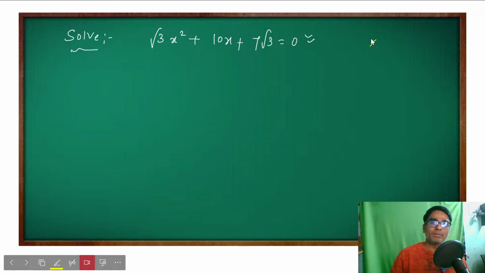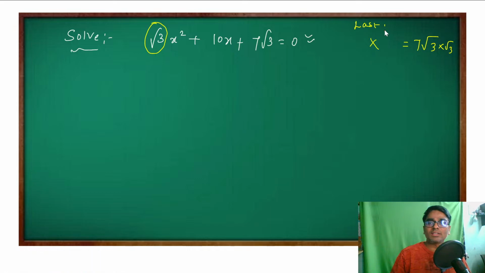If I multiply, I should get 7 root 3 and this 3 into 3 into 3. My last term, correct? So I have made a video on these things also. Last term first you should find out. How will you find out the last term? Coefficient of x square multiplied by the last number. What is the last number? 7 root 3. That is your last term.